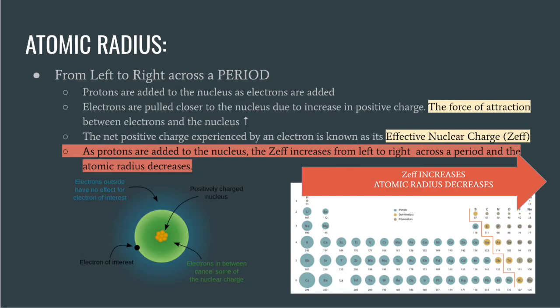Now, if we're increasing that attraction, that's going to pull those electrons closer to the nucleus, and that means its atomic radius is going to decrease in size. So from left to right across the period, we see force of attraction increases, ZEFF increases, resulting in your atomic radius decreasing.